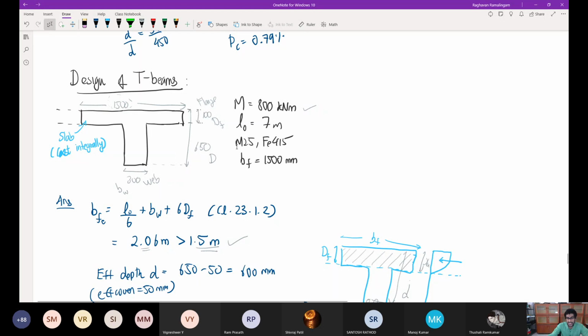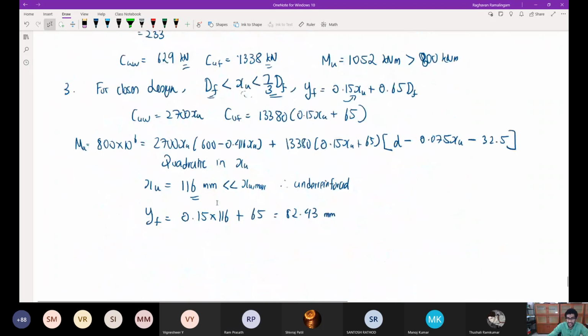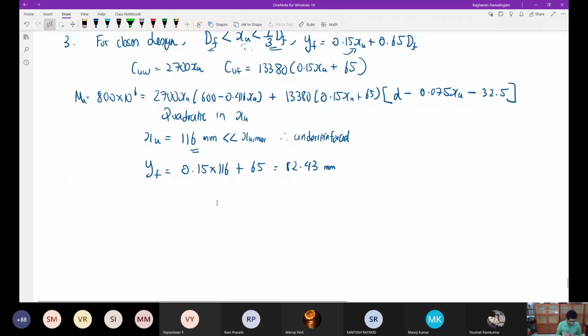What is the one thing that is missing to us? What have we not found yet? Area of steel. Area of steel has not been found. That is the important thing, and it is for the area of steel that you require XU. Without XU, you cannot find the area of steel. That's why we have done all these things to find XU.